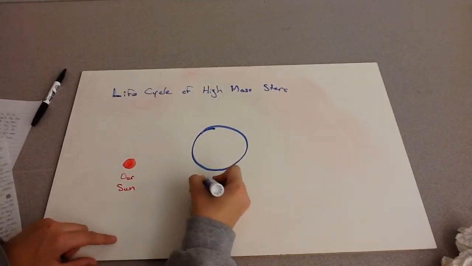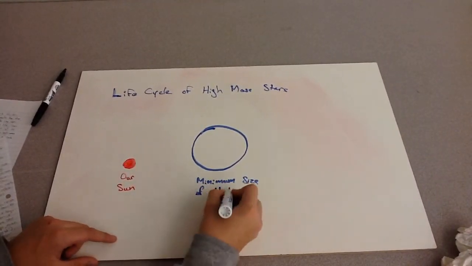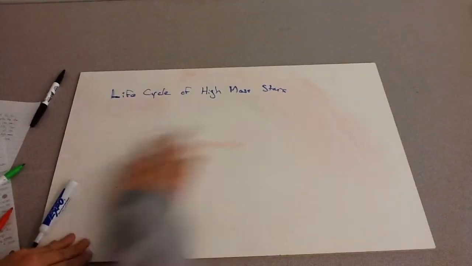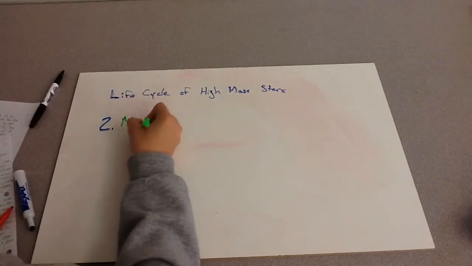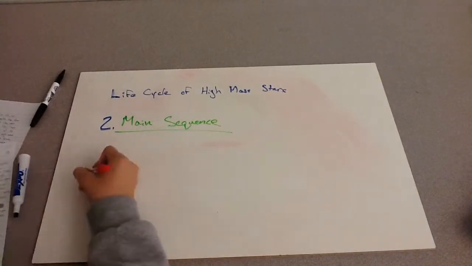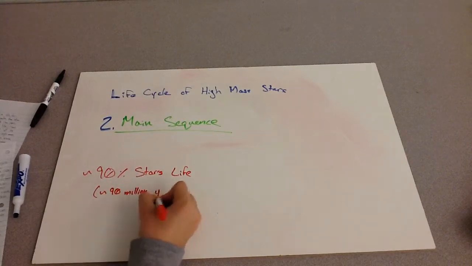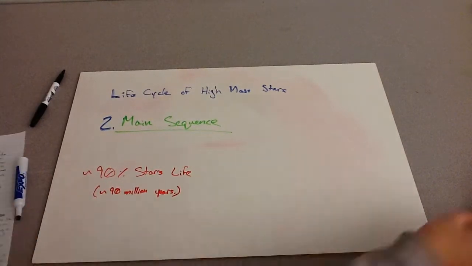Our sun is the reference, and the minimum size for a high-mass star is about 3 times the size of that. So 3 suns bigger, and you get a high-mass star. The second part of it is the main sequence, which is about 90% of the star's life, about 90 million years.